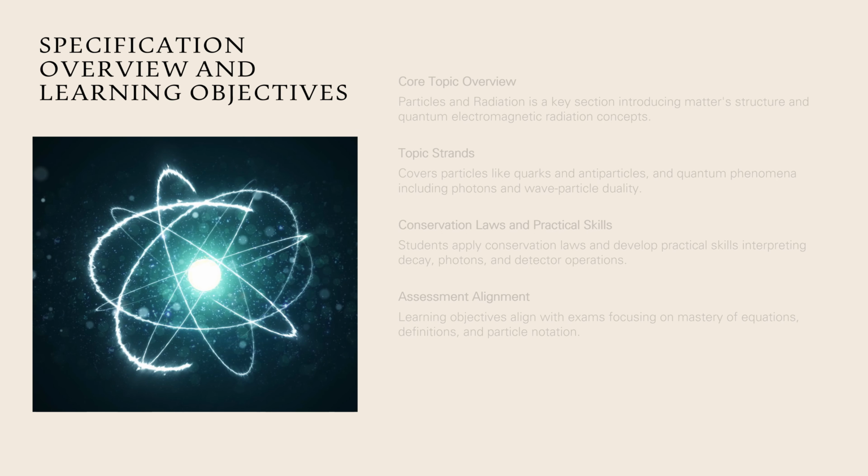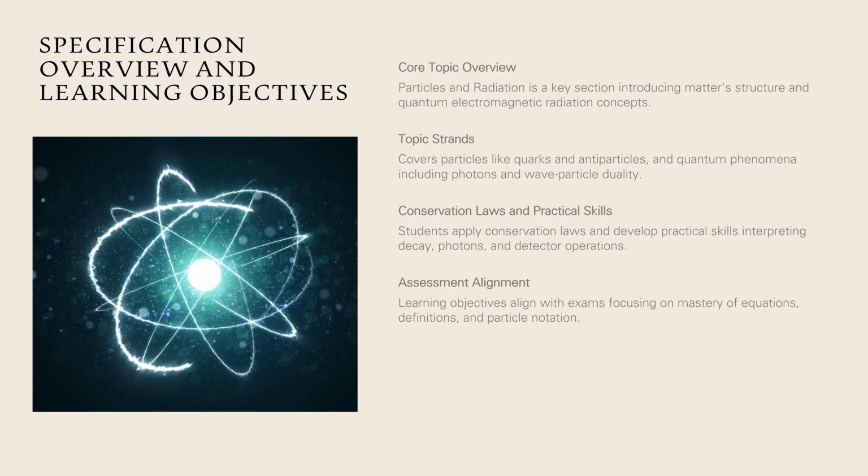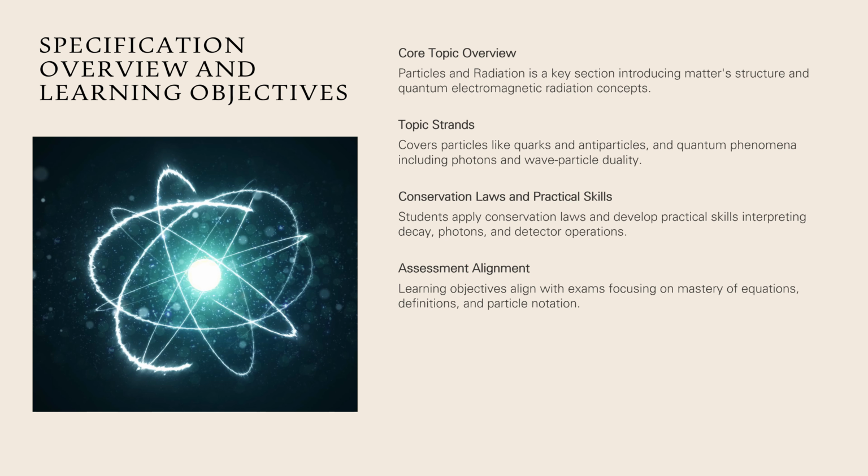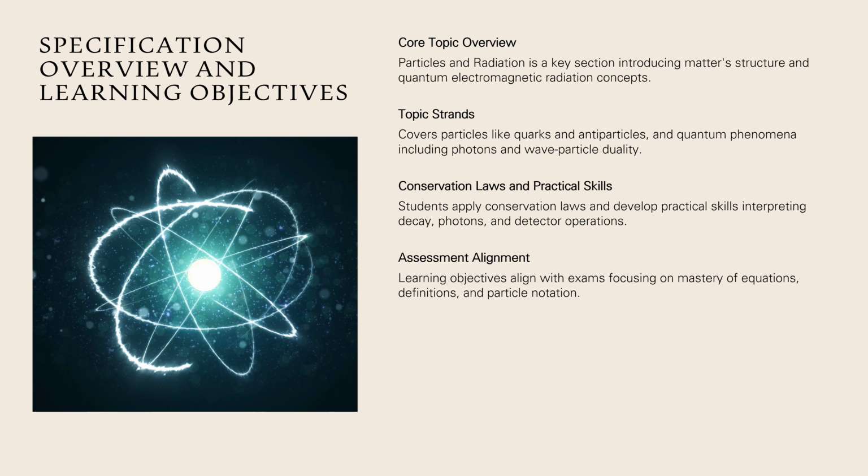Students are expected to understand both qualitative descriptions and quantitative relationships, supported by equations and graphical interpretation. The topic is divided into two main strands: particles, including atomic structure, nuclear stability, antiparticles, and quarks, and electromagnetic radiation with quantum phenomena, including photons, photoelectric effect, and wave-particle duality.